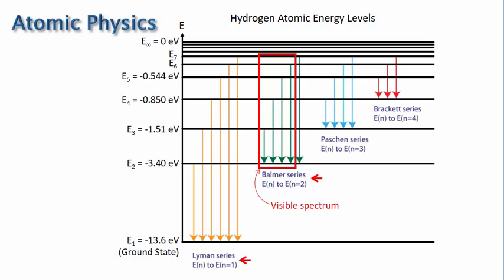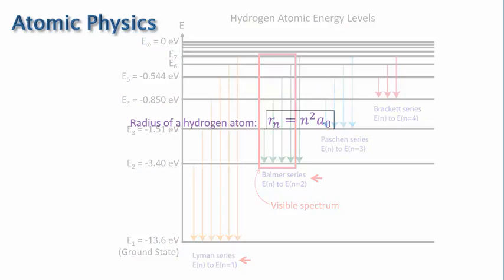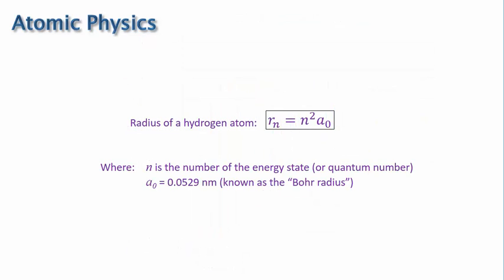In addition to deriving an equation for all of the energy levels in the hydrogen atom, Bohr also derived an equation for the radius of each energy level. Bohr is still picturing the electrons in circular orbits. While we know that is not exactly correct, it's still a good approximation for the size of an atom based on its energy state. Here's the equation that Bohr derived, where again, n is the number of the energy state, or the quantum number, and a0 is a constant 0.0529 nanometers, also known as the Bohr radius.